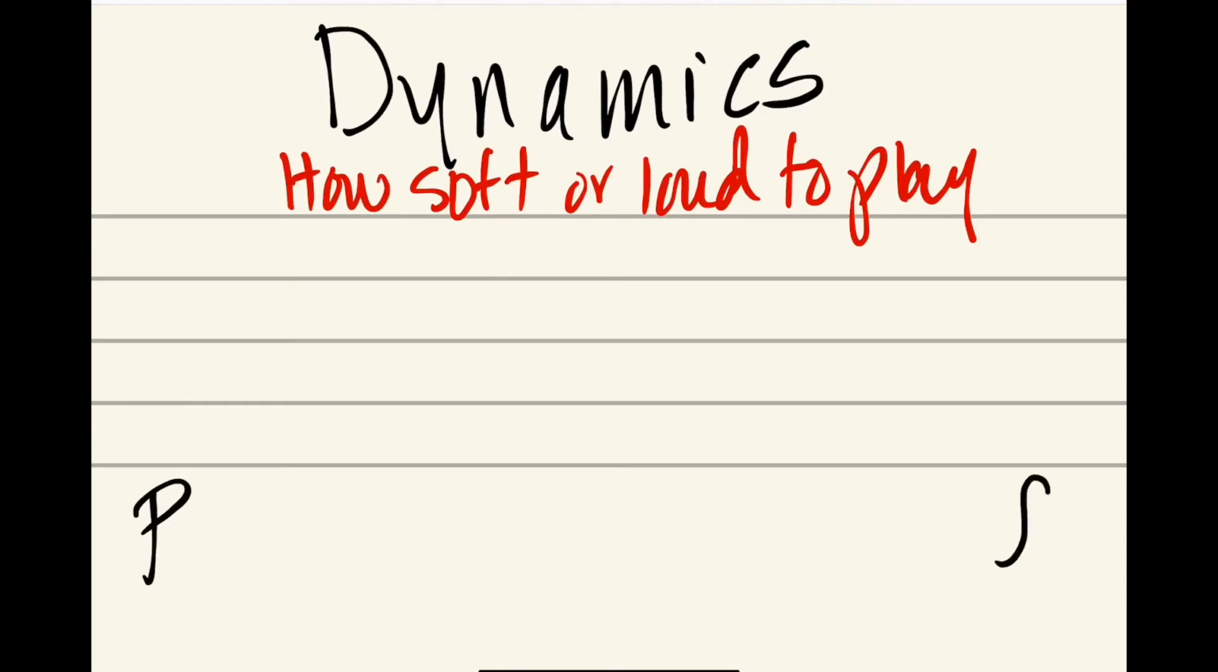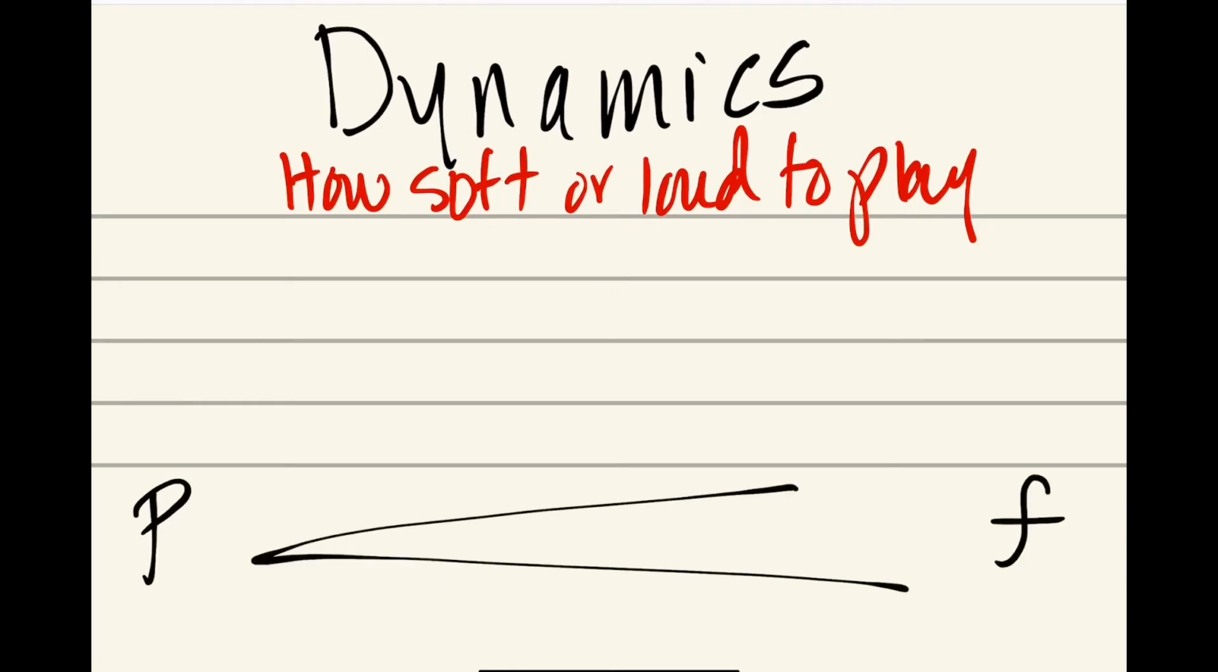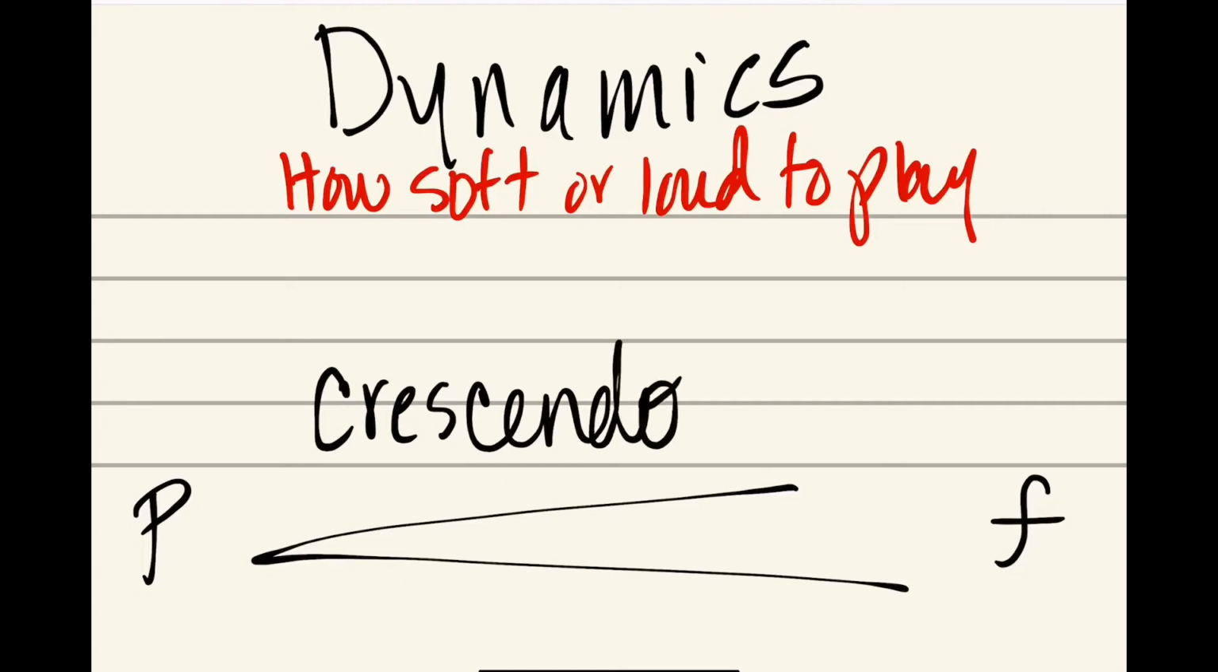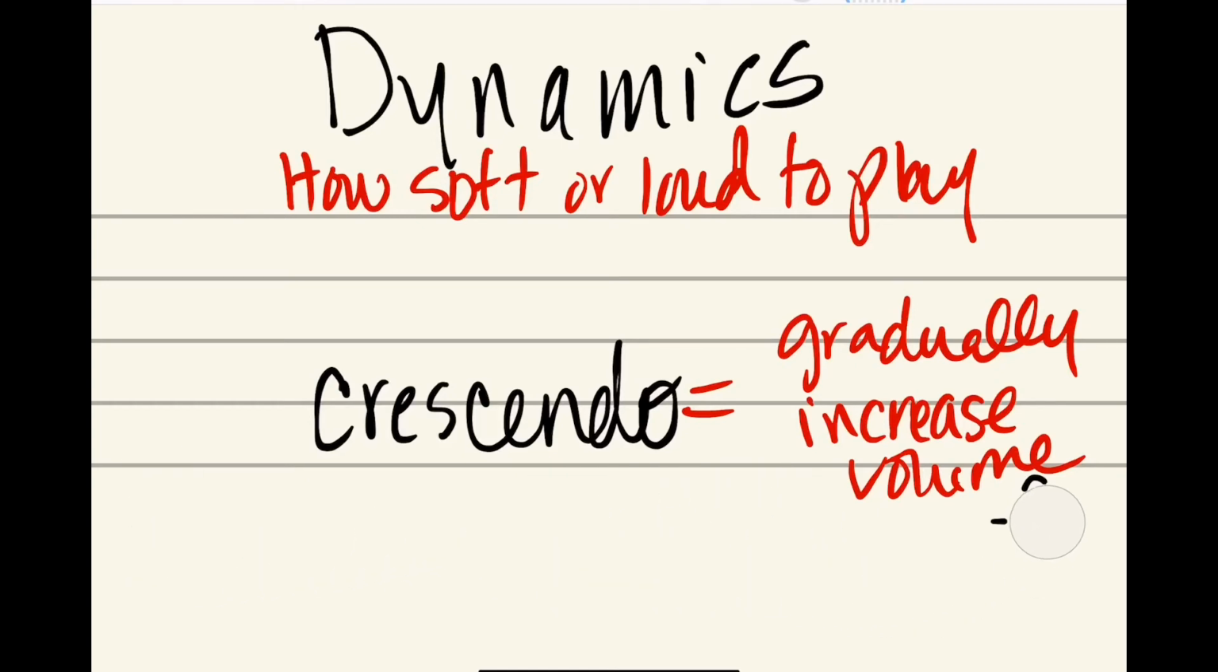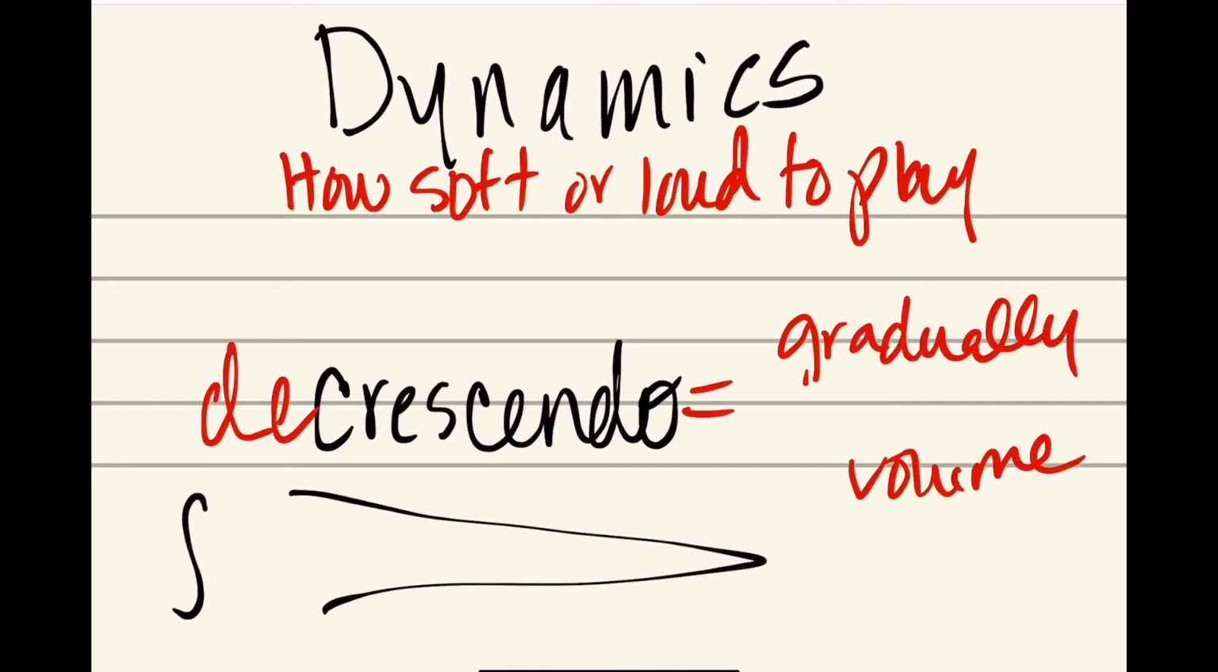Now, we also have symbols that allow us to get gradually louder or gradually softer. To play gradually louder, we call that crescendo, which means that, for example, we're going to go from piano to forte within the time frame of wherever that crescendo is written. So if it's written within two measures, within those two measures, we went from piano to forte, or over the course of 4 or 5 measures, however long that crescendo lasts. Now the opposite would be to go from forte to piano, for example. And we add the D-E before crescendo to spell decrescendo, which is, of course, the opposite of it, so we would get loud and then get gradually softer. So a decrescendo means to gradually decrease volume.